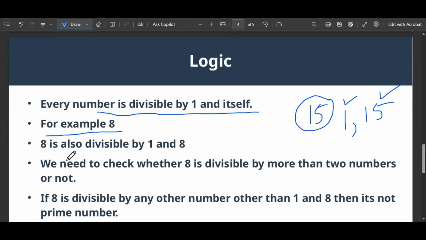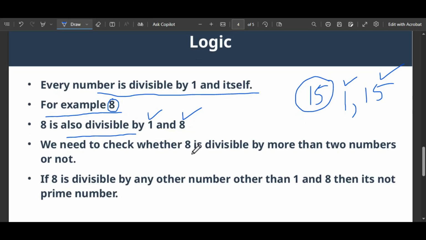Say for example 8. 8 is also divisible by 1 and 8, right? So in order to check whether this 8 is a prime number or not, what we need to do is check whether 8 is divisible by more than two numbers or not. If there are three numbers that can divide number 8, then this is not a prime number. It's very simple actually. If 8 is divisible by any other number other than 1 and 8, then it's not a prime number. Simple, because in order to satisfy the condition to be a prime number, it should only have two factors, that is 1 and 8.